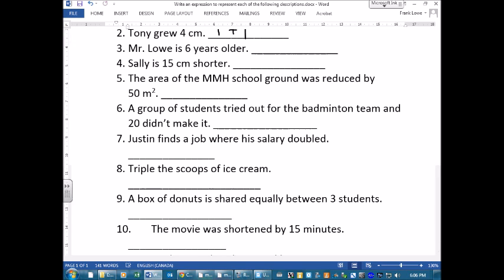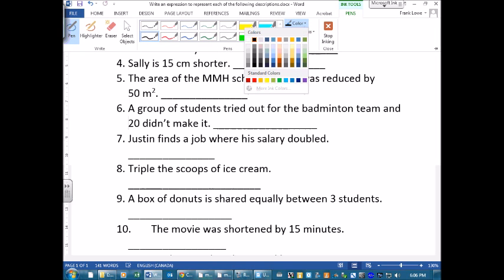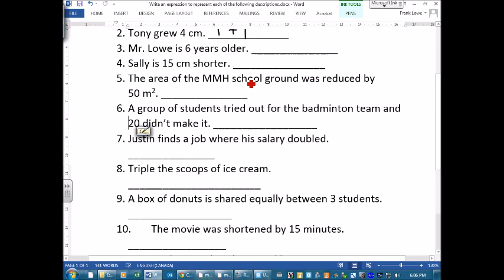Okay, let's go over these. I'm actually going to pick a different color just to make it interesting. Okay, it says Mr. Lowe is 6 years older. And what have they not told us? They haven't told us Mr. Lowe's current age. So that's our variable, Lowe. He's 6 years older. Some may say that's a negative. I see it as a positive. So we are adding 6, like adding 6 years.